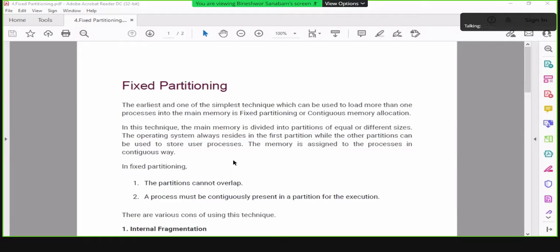In fixed partitioning, the partitions cannot overlap, and a process must be contiguously present in a partition for execution. So even when we have two free spaces, if they are not in sequence, then we cannot use them for a process. The memory or the partition available should be contiguous, in a sequence, so that the process can use the memory.